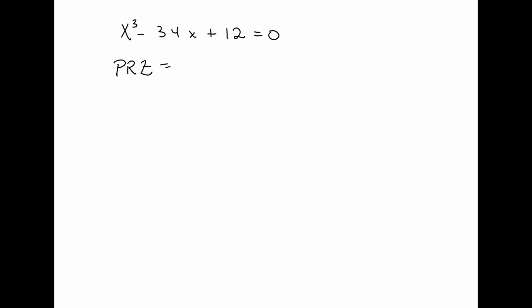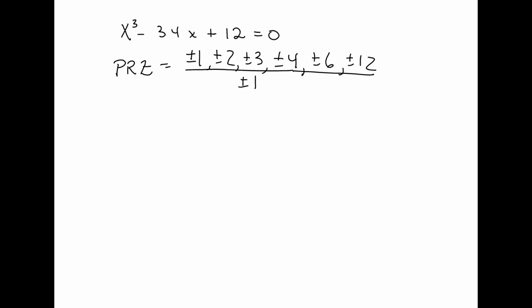And we know that we are looking at, in the numerator of our possible rational zeros, factors of the constant term, and in the denominator, the factors of the leading coefficient. So the factors of 12 are positive and negative 1, 2, 3, 4, 6, and 12. And the factors of our leading coefficient are 1. So basically we're looking at positive or negative 1, 2, 3, 4, 6, and 12.